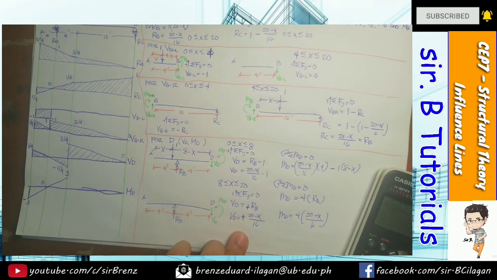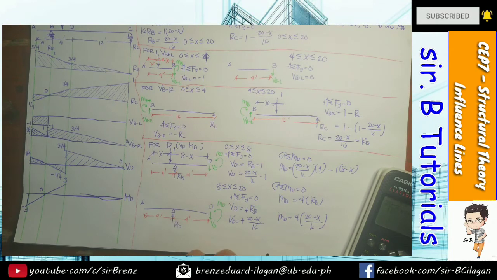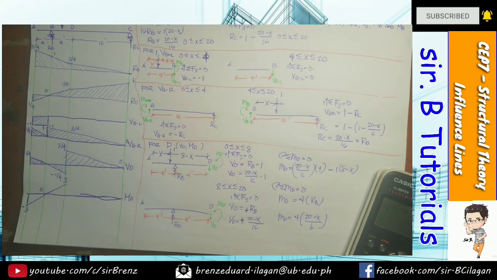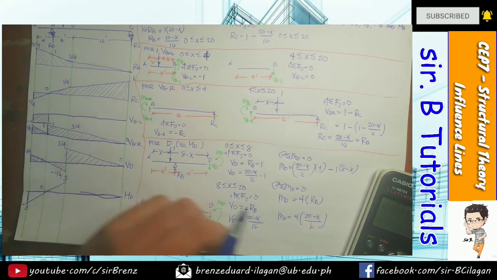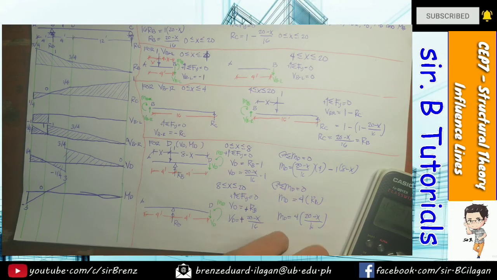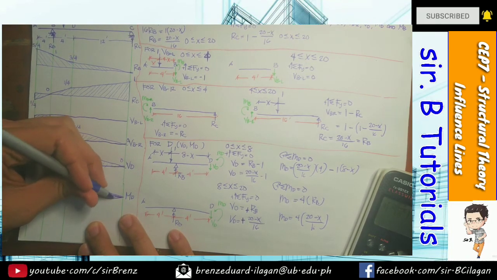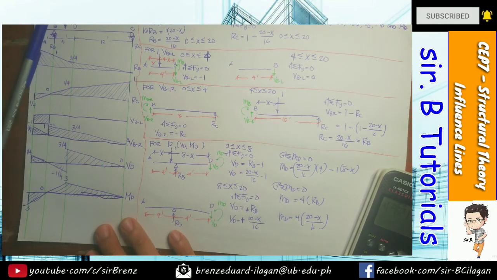And the next equation will be for this one. So 4 times (20 minus x) over 16. So at 8, it is still 3. Nothing changes. And then calculate at a distance of 20. So here it is 0. Okay? So that will be its shape. Okay, so I think we're done.